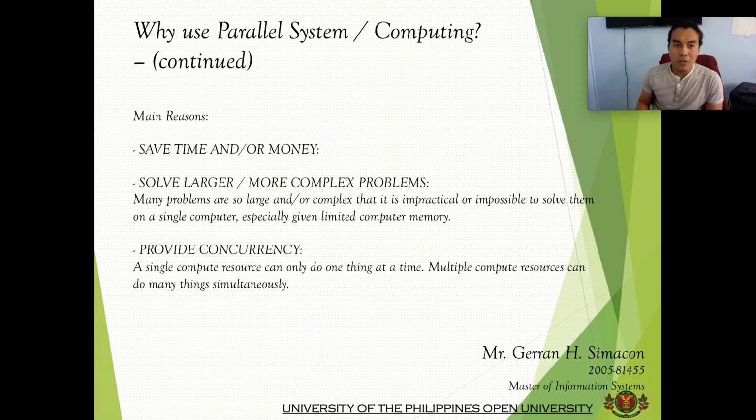So why use parallel system computing? Here are some reasons. Save time and/or money. Solve larger or more complex problems. Many problems are so large and complex that it's impractical or impossible to solve them on a single computer, just like what we discussed in the previous slide. Provide concurrency. A single compute resource can only do one thing at a time, while multiple compute resources can do many things simultaneously, right?